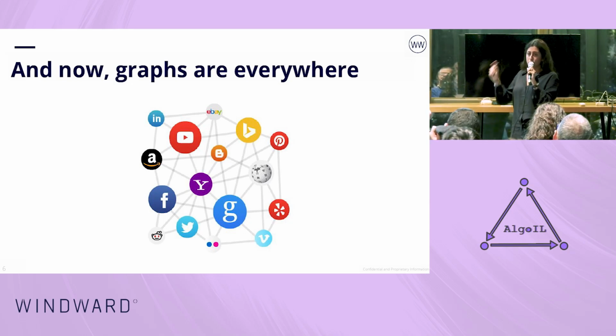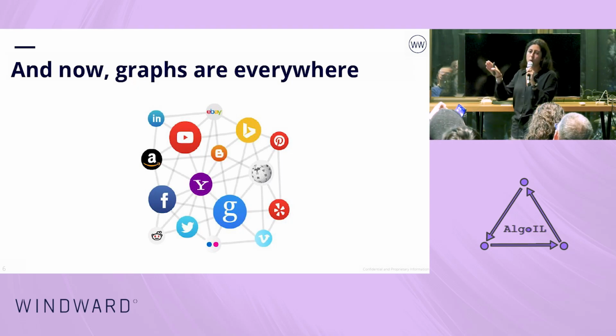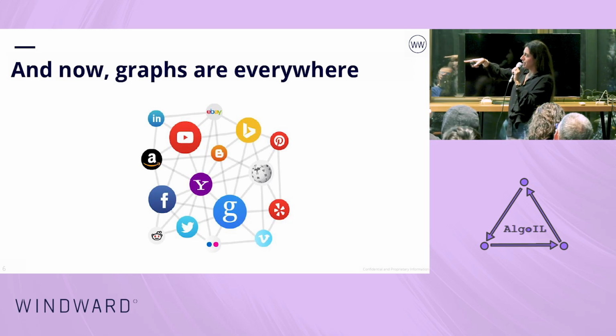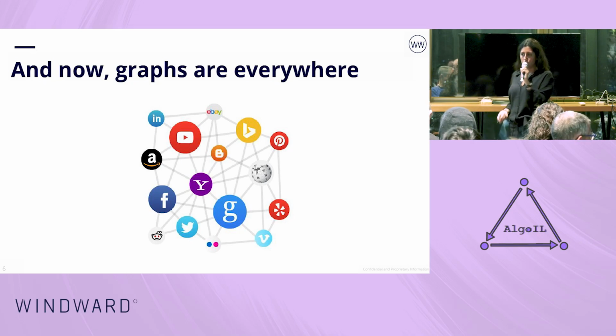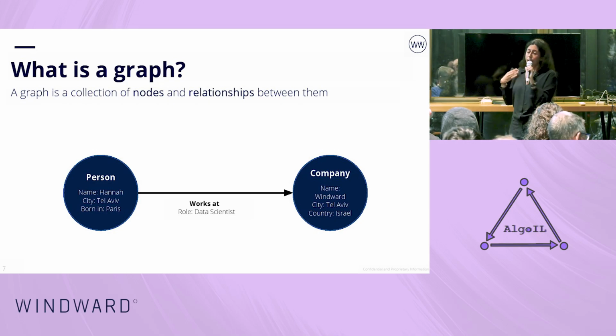Just to illustrate, this picture here is the World Wide Web, and you see all these web pages which are linked to each other. So you have this Facebook page linking to a Twitter page, linked to a Google page, and so on and so on. Let's give some quick definitions here. A graph is a collection of nodes and relationships, or edges, between them.